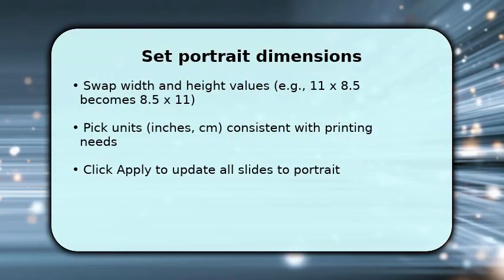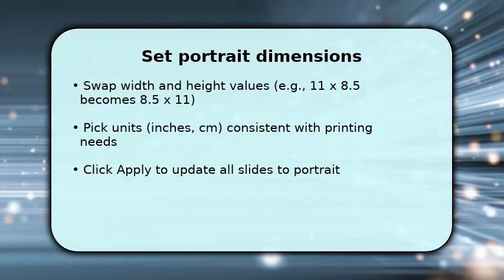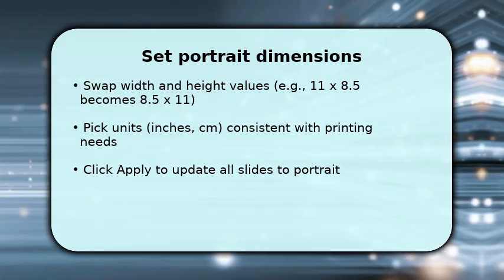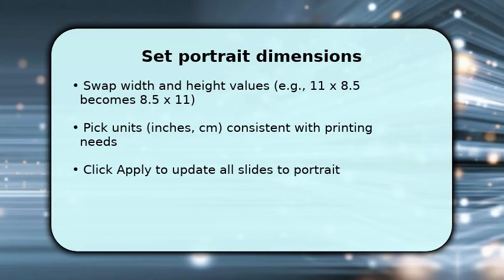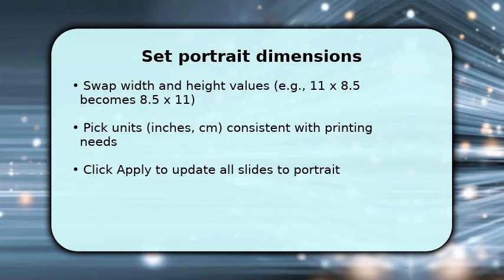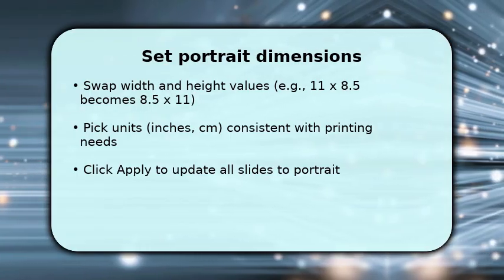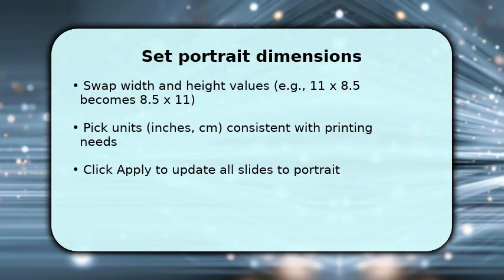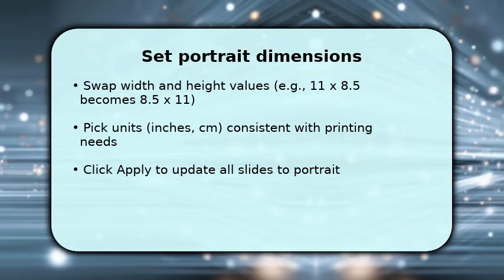Now you swap the numbers. Enter the taller dimension in the height field and the shorter in the width field, for example 8.5 by 11 inches. Choose units that match your output. Use inches for print or cm for metric printing, because scaling depends on that choice. Once done, click Apply to update every slide. This converts slide canvases to portrait, and you'll see content shift.